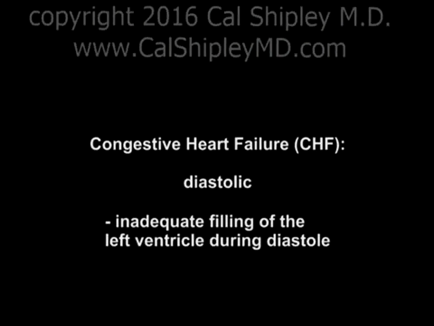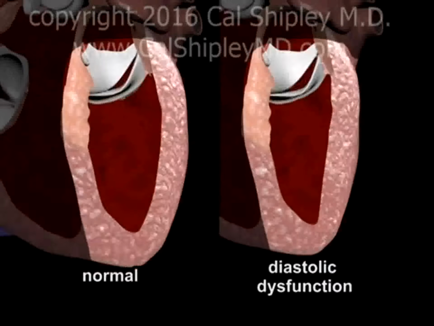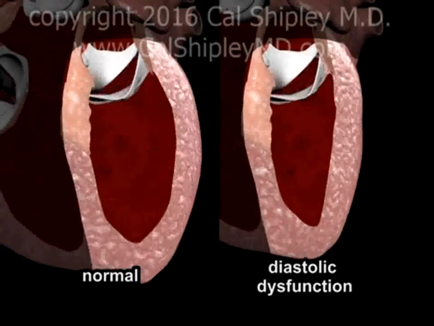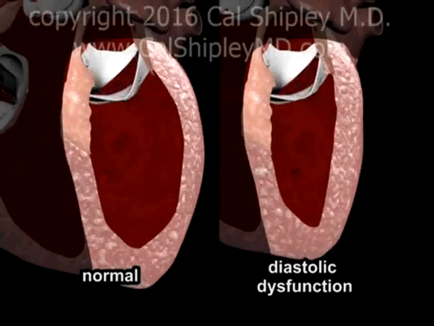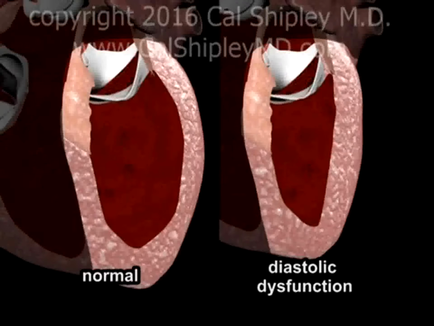Diastolic congestive heart failure represents the opposite side of the coin, in that it is caused by inadequate filling of the left ventricle during diastole. Here is a comparison on the left of a normally functioning left ventricle, and on the right, a left ventricle with diastolic dysfunction.